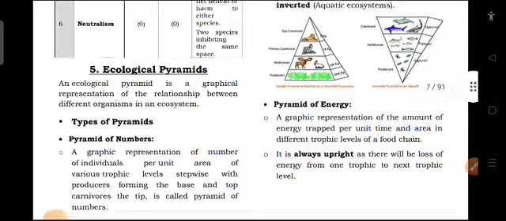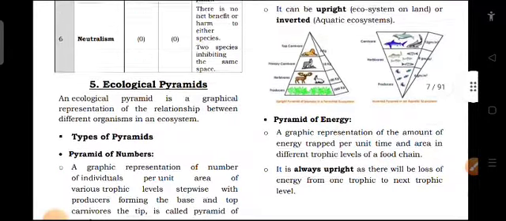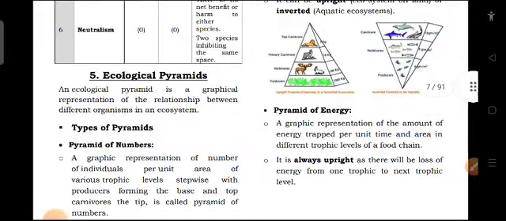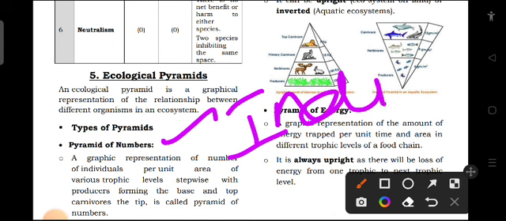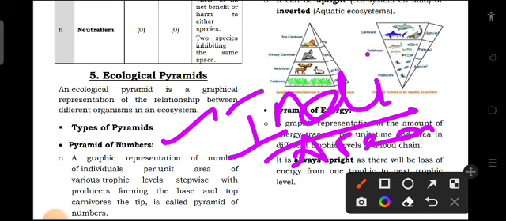First one is the pyramid of numbers. So what is this pyramid of numbers? A graphic representation of the number of individuals per unit area. So how many individuals are there in a particular area? It's called the pyramid of numbers of various trophic levels stepwise, with producers forming the base and top carnivores the tip. It's called the pyramid of numbers.